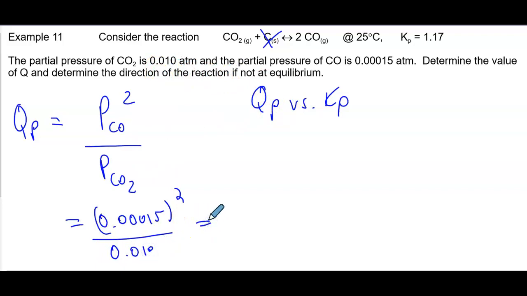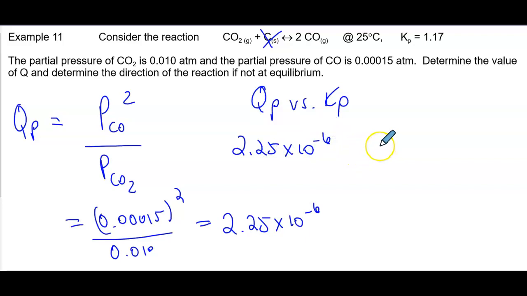Let's do that. 0.00015 squared, divide by 0.01, and I get, I'm going to put this in scientific just for purposes of writing it, 2.25 times 10 to the negative 6 for my Q. So I'm going to put that in here, 2.25 times 10 to the negative 6. And we're going to look at our Kp, 1.17. So this is definitely way bigger. So then it's going to shift to the right, because that's the way my Pac-Man is heading.